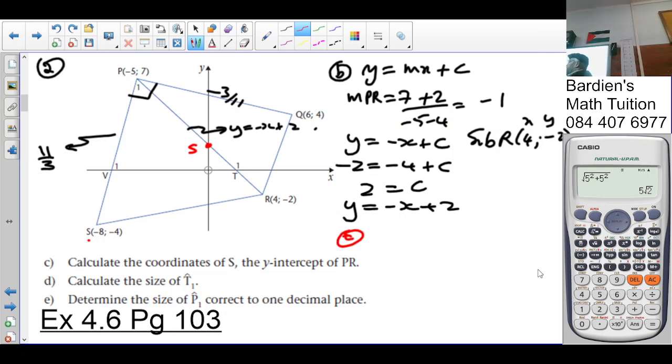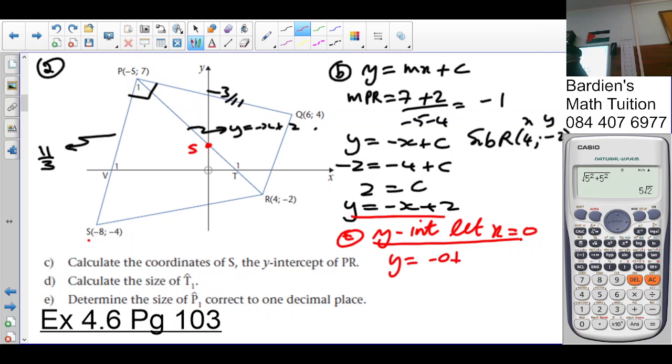So how do I calculate your y-intercept? Y-intercept, let x equal to 0. Okay, so we got the equation of PR. So I'm going with that there. So y is equal to negative 0 plus 2, which is 2. So therefore S is (0, 2). You all okay with that?